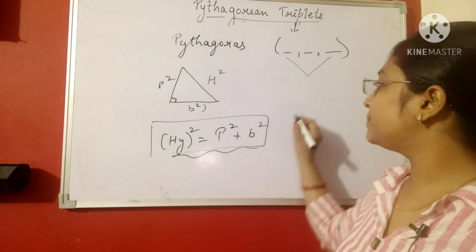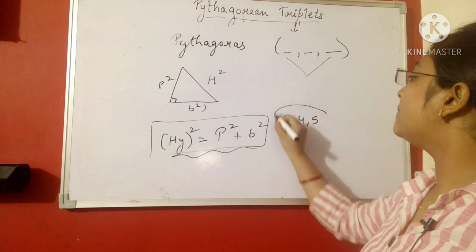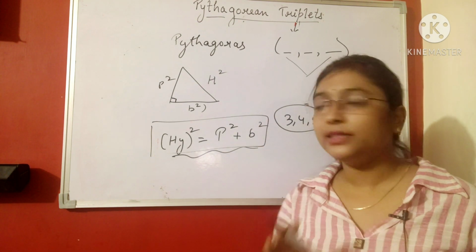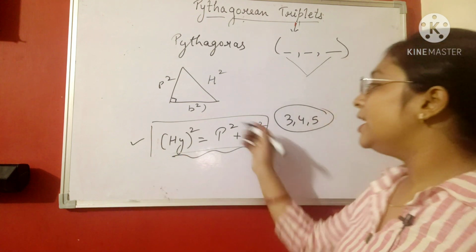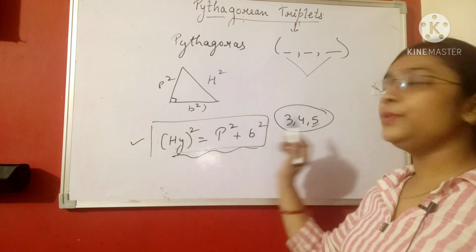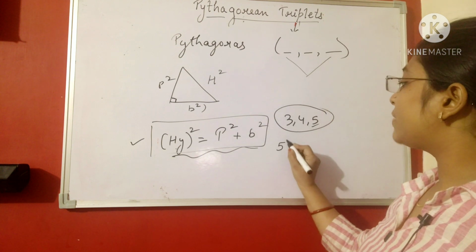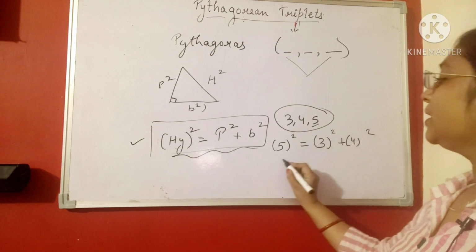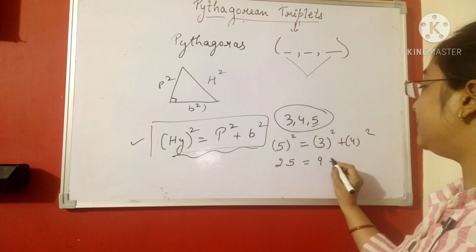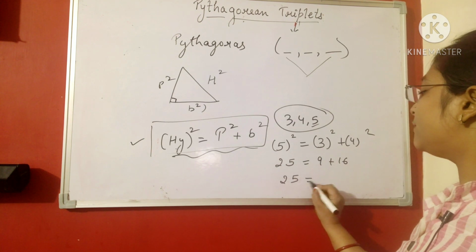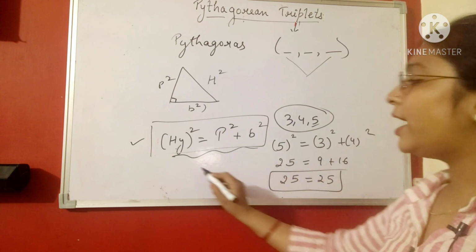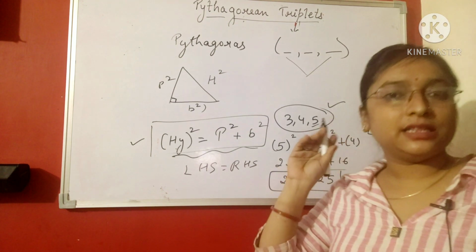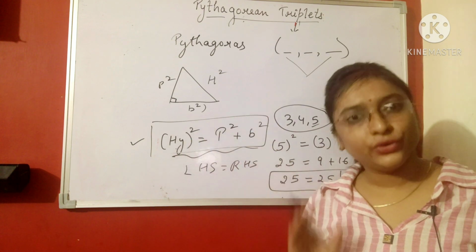So I am telling you, suppose 3, 4 and 5 are a Pythagorean triplet, right? Now if these 3 are a Pythagorean triplet, then it should satisfy this equation. Let's substitute, and we know hypotenuse is always the longest one. So 5 square is equal to 3 square plus 4 square. Now this is 25, this is 9 plus 16. This is 25 equals 25, where LHS is equal to RHS. That means yes, these 3 numbers are a Pythagorean triplet, right?